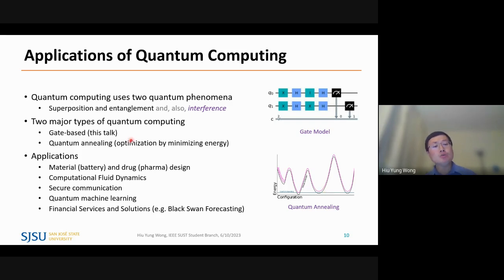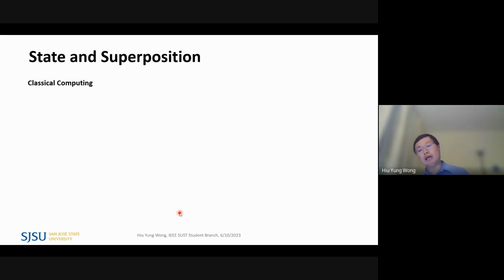But anyway, these two models, gate-based and quantum annealing, will allow us to design drugs or materials at a faster speed. Then, of course, they are important for computational fluid dynamics calculation, secure communication, quantum machine learning, and the financial service that I mentioned earlier. Right? So yes, it is very useful. If it is successful, of course. At this point, it's not really that successful yet, right? We'll understand why later also.